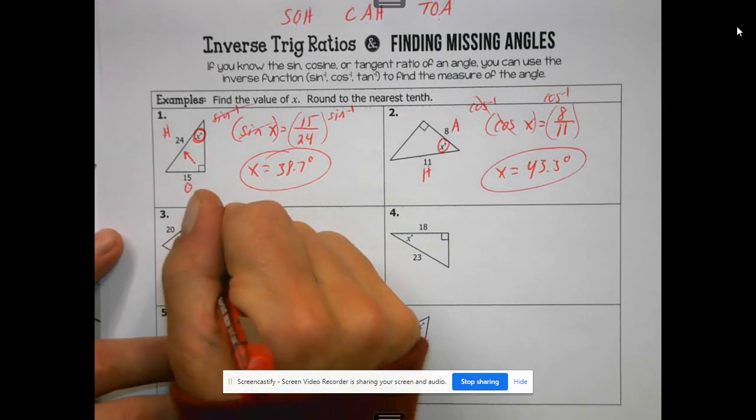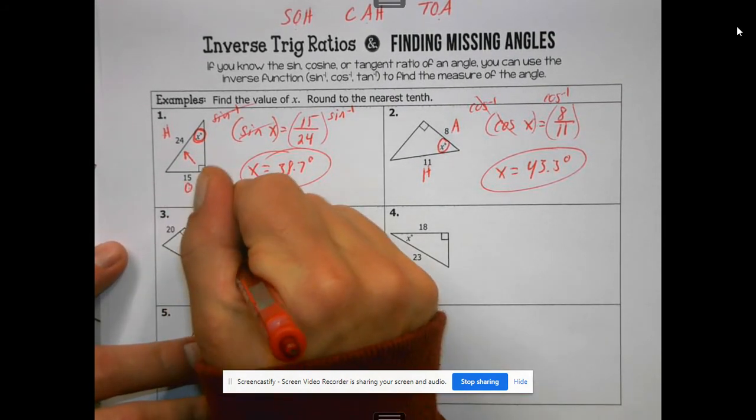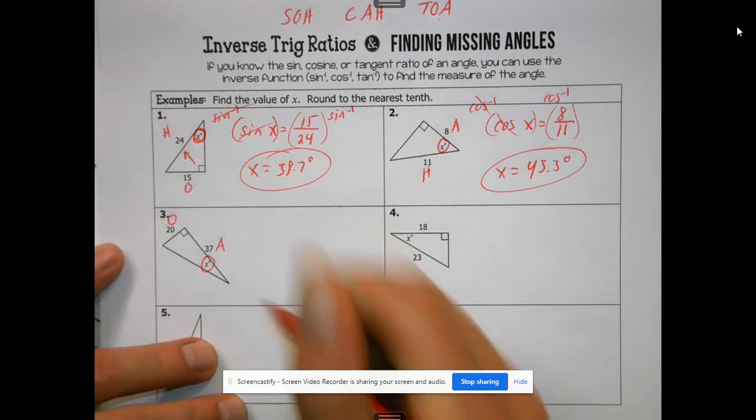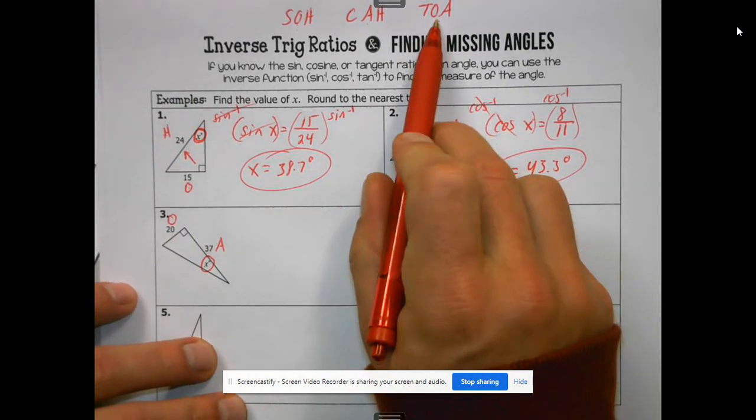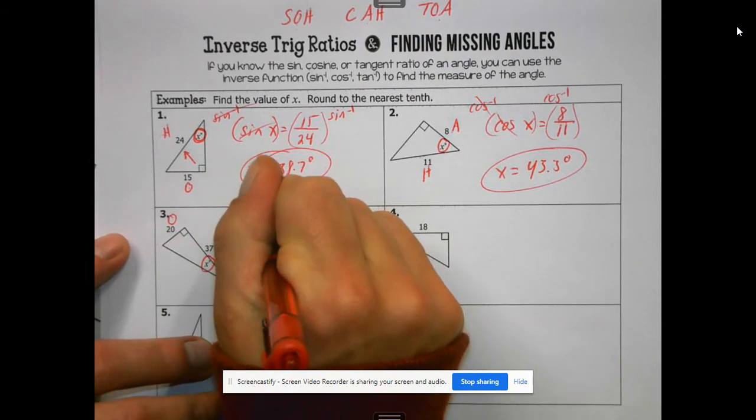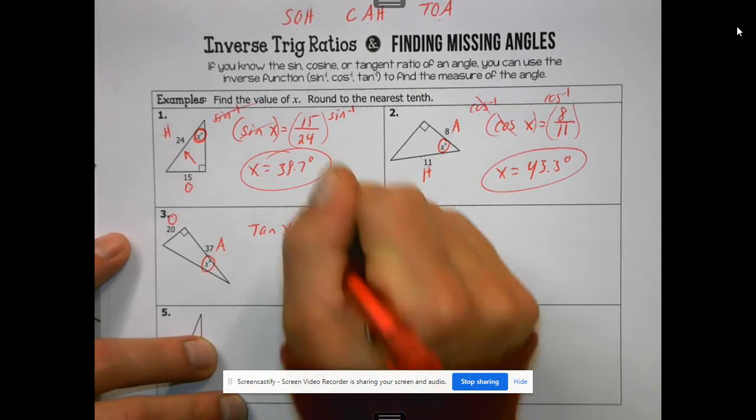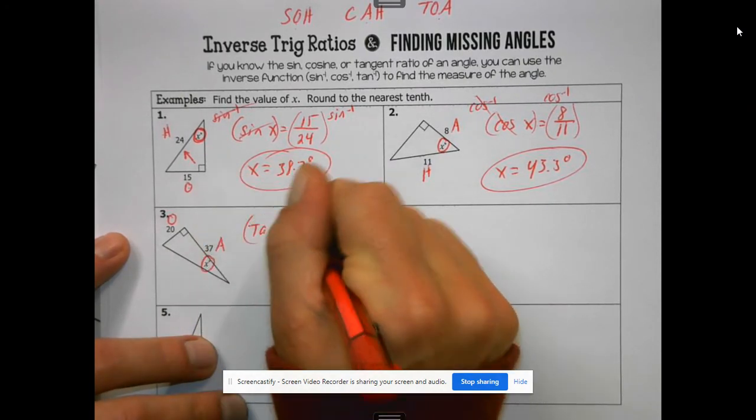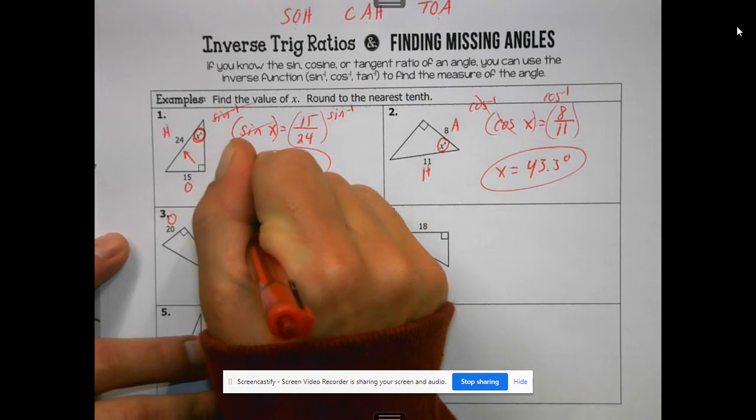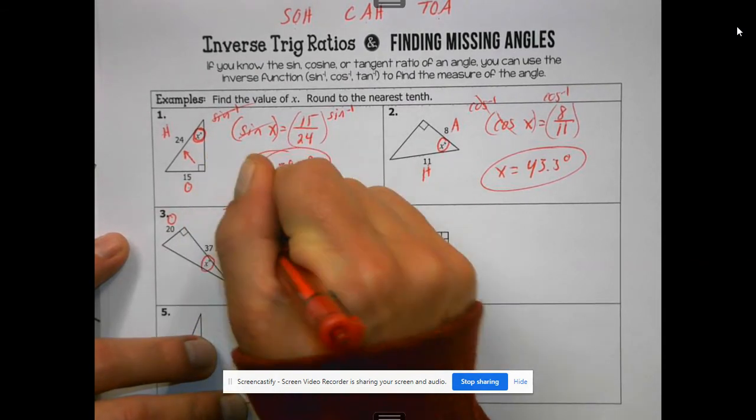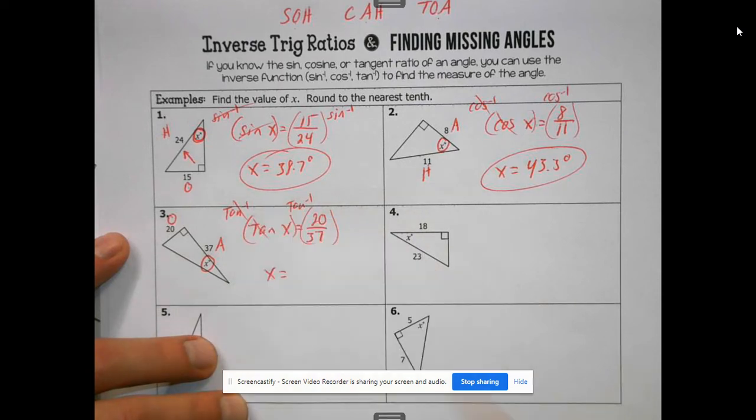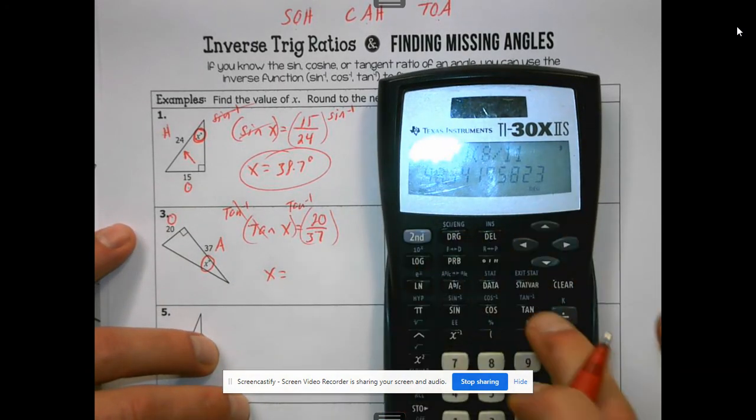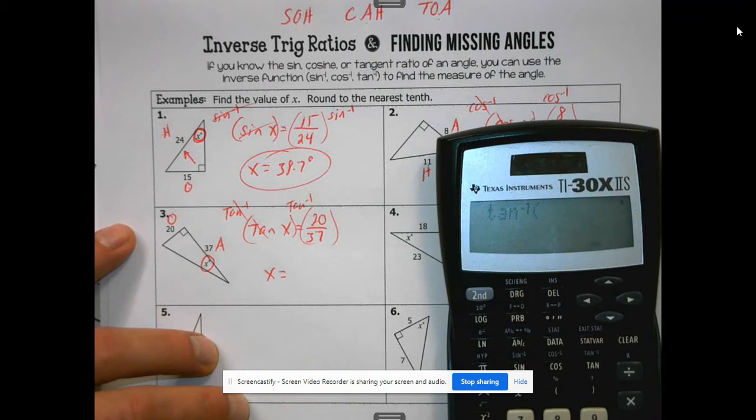Number 3, circle the angle we're working from. The leg touching me is adjacent. The leg across is opposite. Don't have the hypotenuse. O and the A, we're going to use tangent. Tangent of X equals opposite 20 over adjacent 37. Type in the inverse of the trig function. In this case it's tangent. Cancel, cancel. Bring down the X. So one more time, second tangent, 20 divided by 37. Answer is 28.4 rounded.